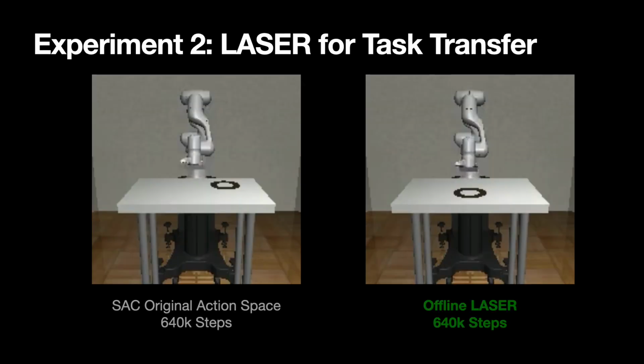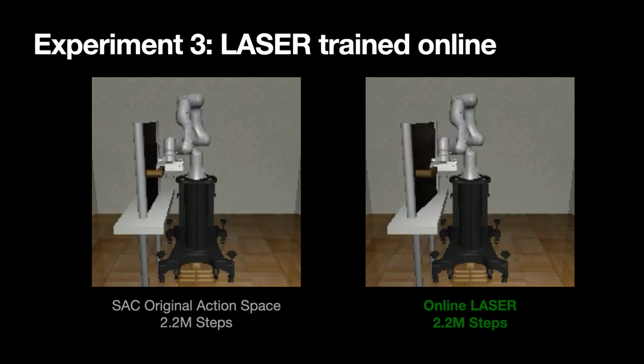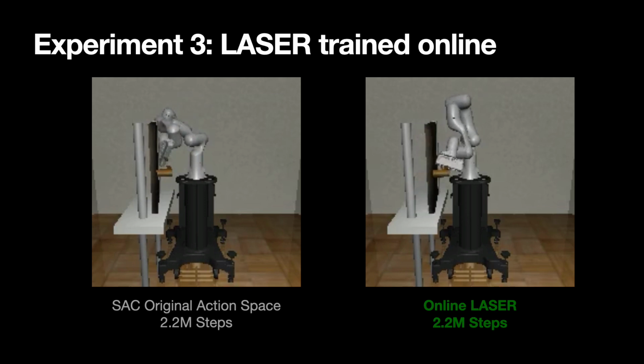We performed experiments to test our hypothesis that Laser improves training on new task instances, where goals or physical parameters change. We find that SAC trained on the Laser action space outperforms SAC trained in the original action space, indicating knowledge transference. We also test online Laser using SAC. Similarly to offline Laser, we found that using online Laser improves sample efficiency when compared to the original action space, as can be seen by videos of rollouts with the same number of training steps.